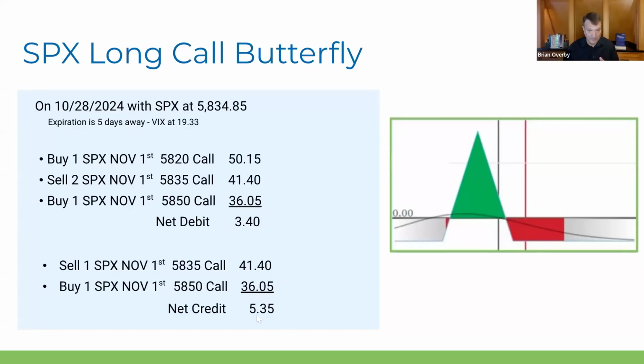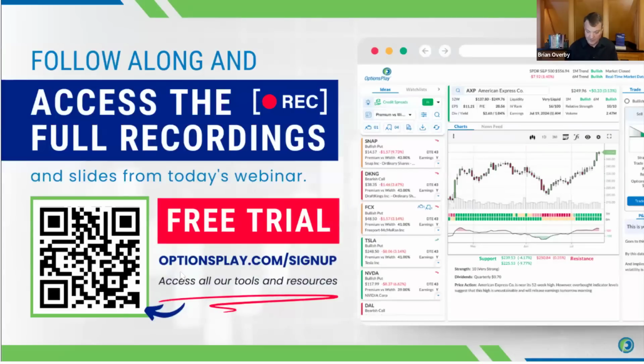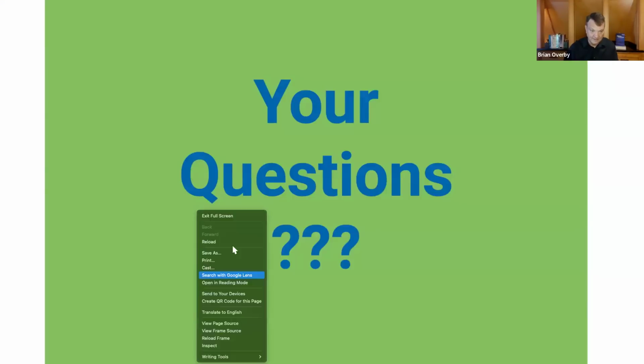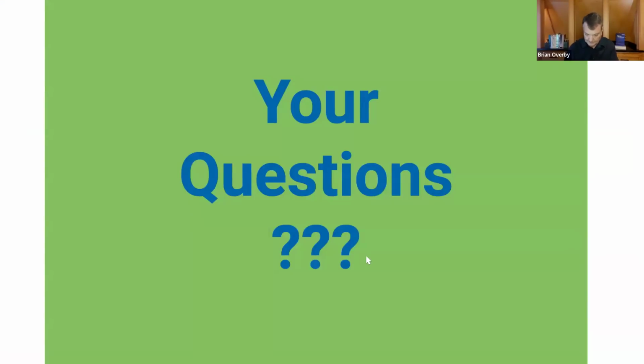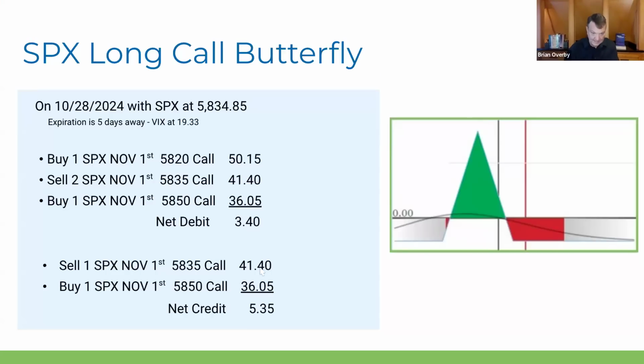Okay, so how do I make this decision? I keep trying to highlight things, so let's go back. I keep clicking it to highlight it, but I can't highlight it. Okay, so if I'm in this position and I'm looking at this, this is what you're setting the alert on. You're not setting the alert on this price. You're setting the alert on this spread.